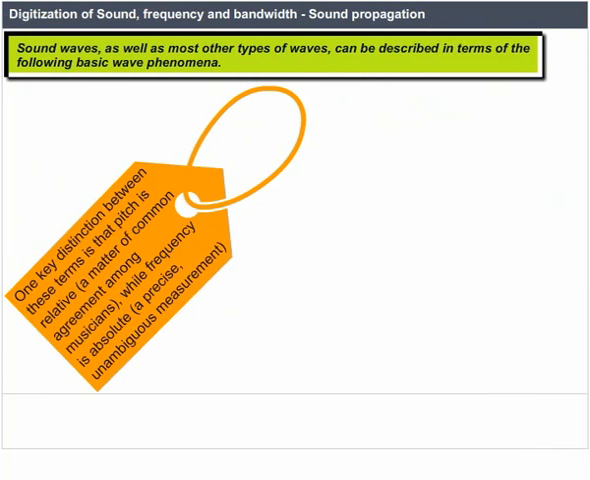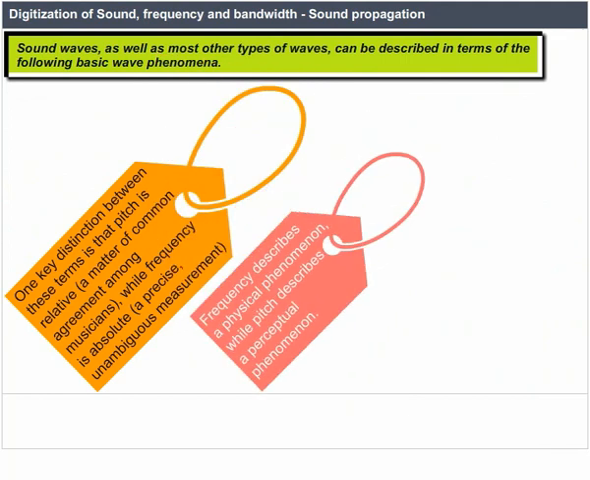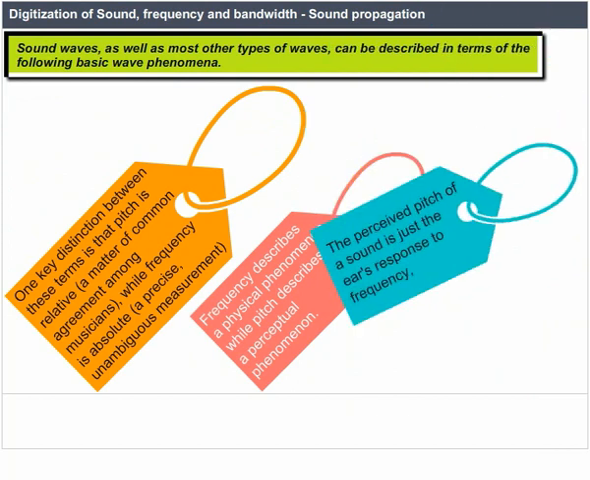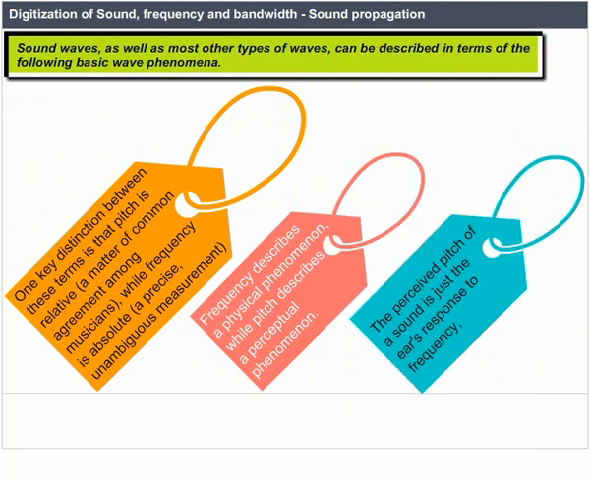One key distinction between these terms is that the pitch is relative, a matter of common agreement among musicians, while frequency is absolute, a precise, unambiguous measurement. Frequency describes a physical phenomenon, while pitch describes a perceptual phenomenon. The perceived pitch of a sound is just the ear's response to frequency.